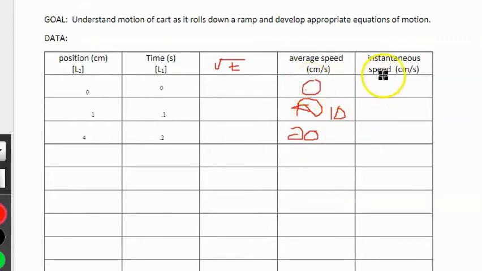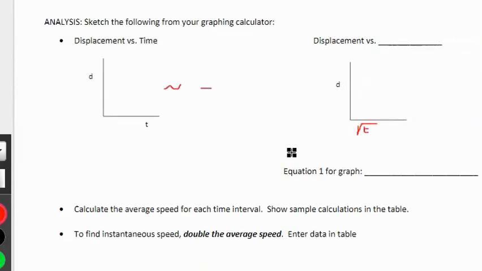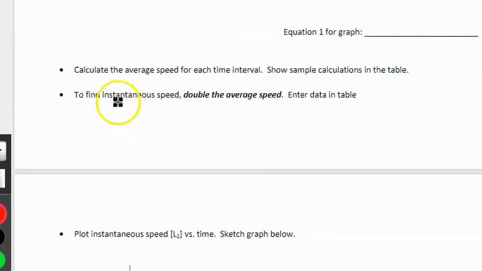Then what I ultimately want is the instantaneous speed. Not how fast it was going on average from the beginning to the point in question, but how fast it was going at that point in question. At this point you don't know how to do that, so I'm going to tell you how to do it, and we'll learn why that is later. You simply take your average speed and you double it.